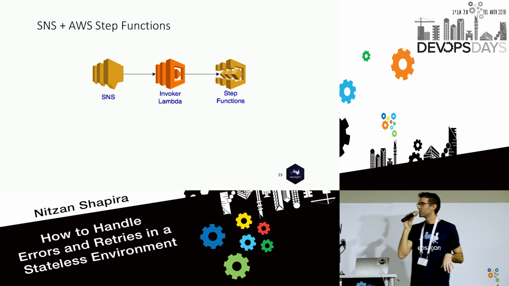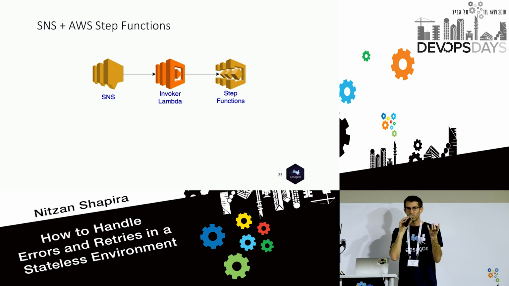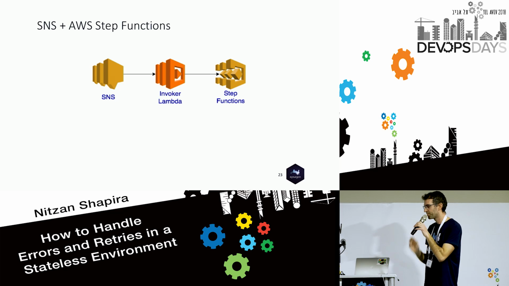And this is another example. If you have a Lambda that is triggered by an SNS, you can take the whole logic of the Lambda and actually trigger a step machine instead. And then you can do a lot of logic inside with all the retries and so on.